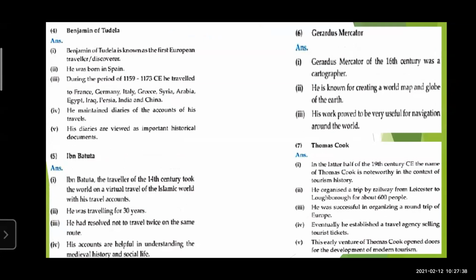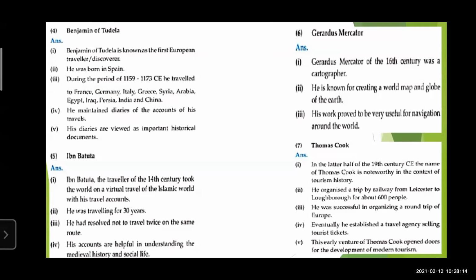Then the next short note is on Benjamin of Tudela. Now, as we know, Benjamin of Tudela is known as the first European traveler or discoverer. He was born in Spain. During the period from 1159 to 1173 CE, he traveled to France, Germany, Italy, Greece, Syria, Arabia, Egypt, Iraq, Persia, India, and China. Fourth point is he maintained diaries of the accounts of his travels. Fifth point is his diaries are viewed as the most important historical documents.